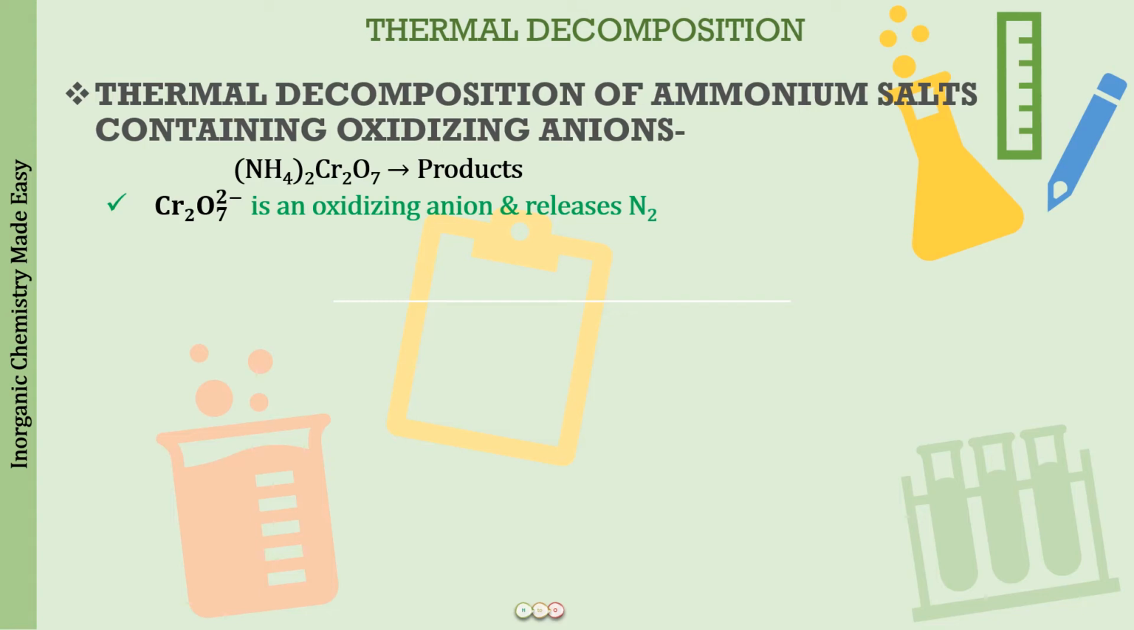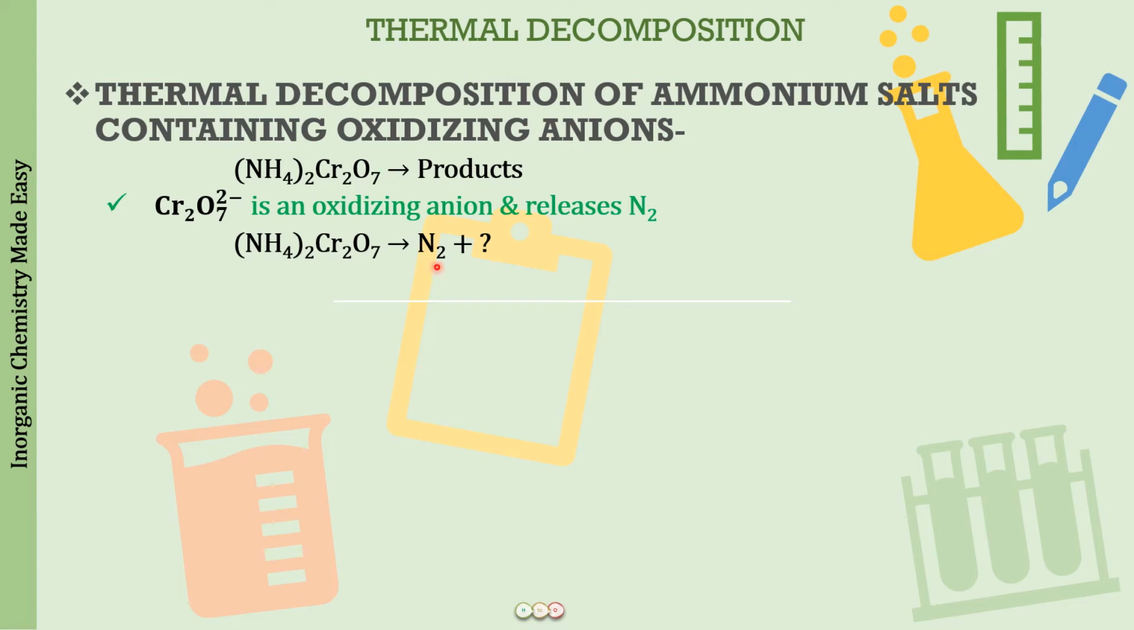So Cr2O7 2-, this is an oxidizing anion, and when it is an oxidizing anion, it is going to release N2. So this is one thing that you have to remember, the 6 oxidizing anions. So the dichromate ion is an oxidizing anion, and when it is an oxidizing anion, it is going to release nitrogen gas. This is the only thing that you have to remember for writing down the products of this reaction. Okay. Now, first of all, you have got this N2. Now, what are the remaining products that are going to be formed?